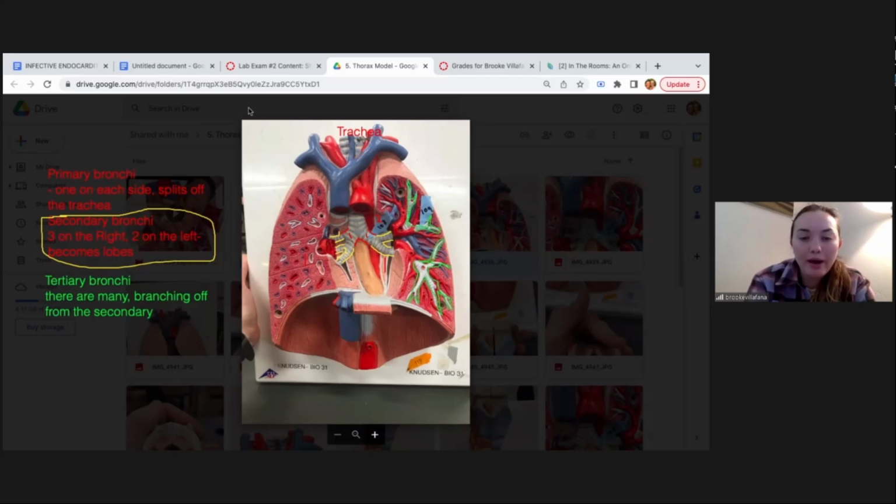Other structures we have is this one right here. That is your esophagus. You also have your diaphragm right here. This muscle here is your diaphragm. And then we're going to talk about the blood vessels right now, but we need to put our heart in to make sure we know which ones are which, okay? So diaphragm and esophagus, and then we talked about primary, secondary, and tertiary bronchi.